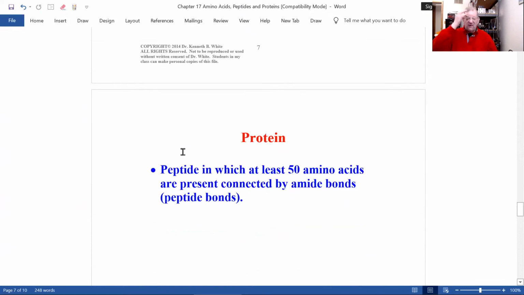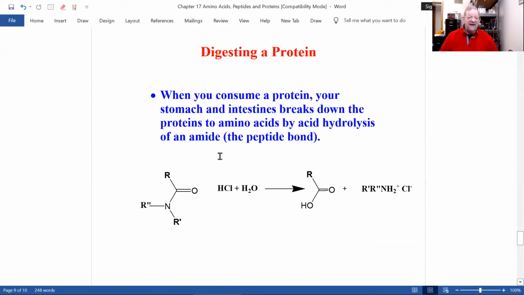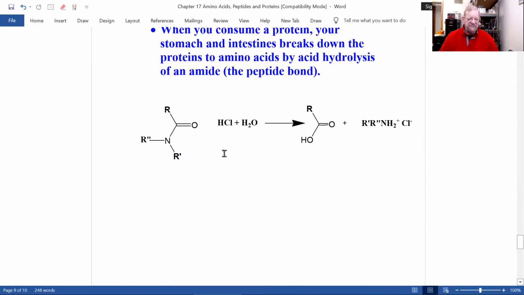Now, protein is when you have 50 or more amino acids connected together. Peptide bonds, really amide bonds. And this you should know for the final. This won't be on test number 4.